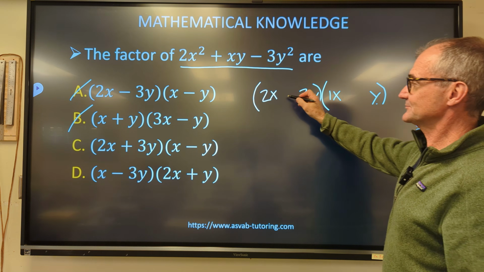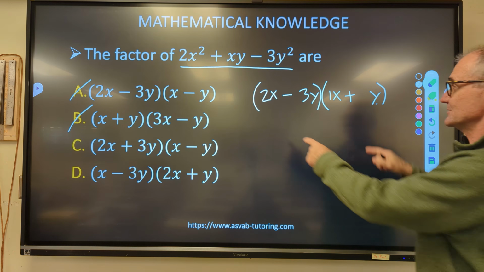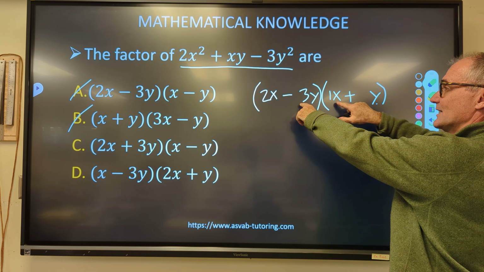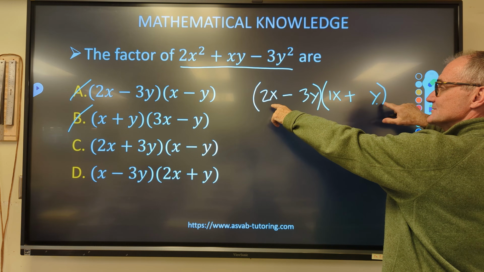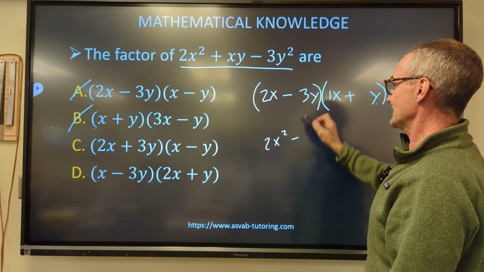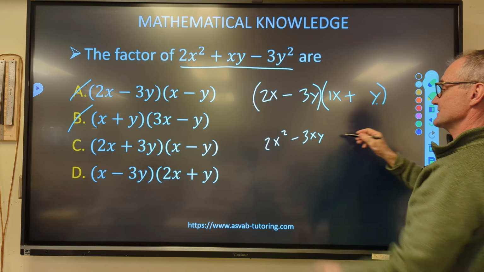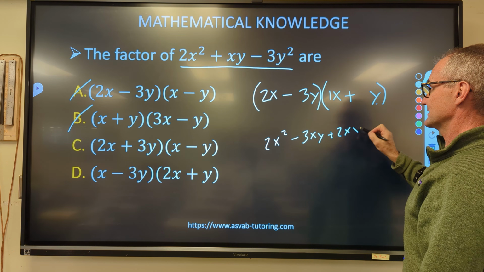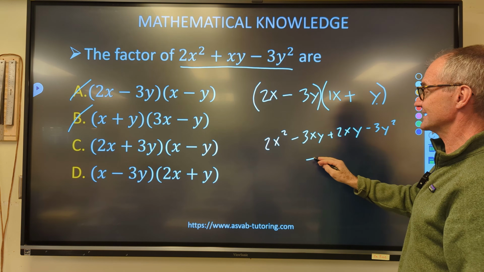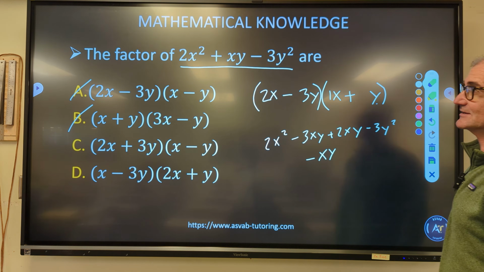So if I'm going to just try a negative and a positive here, I'm using that same method, FOIL. 2x squared minus this times this, 3xy, plus 2xy. So that's going to give me 2x squared minus 3xy plus 2xy minus 3y squared. I combine these middle terms to get negative 1xy. That is not correct. I have positive xy there.